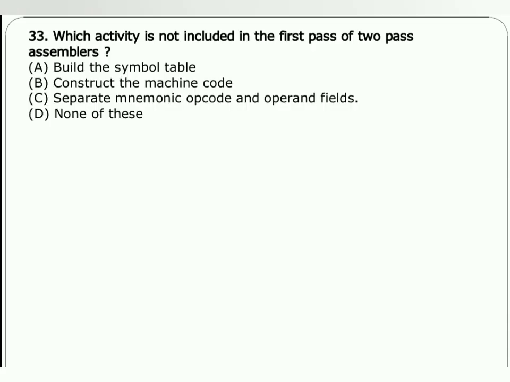Next one. Which activity is not included in the first pass of 2-pass assemblers? So option B is the correct answer. Constructing the machine code. Machine code is generated in the second pass of the 2-pass assembler, and it is not part of the first pass of the 2-pass assembler.